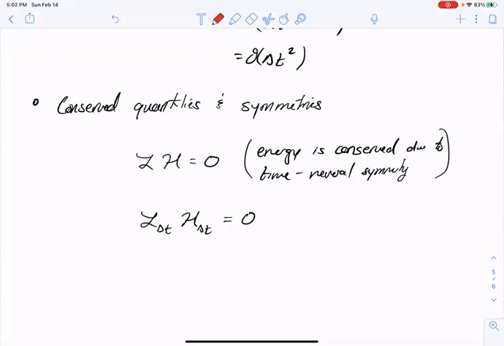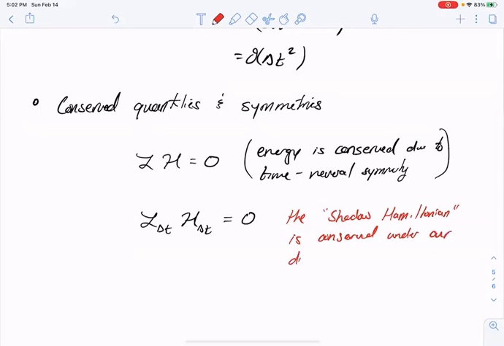This is known in the literature as the shadow, spooky, Hamiltonian, which is the constant of motion of the discrete update rule due to its time reversal symmetry.